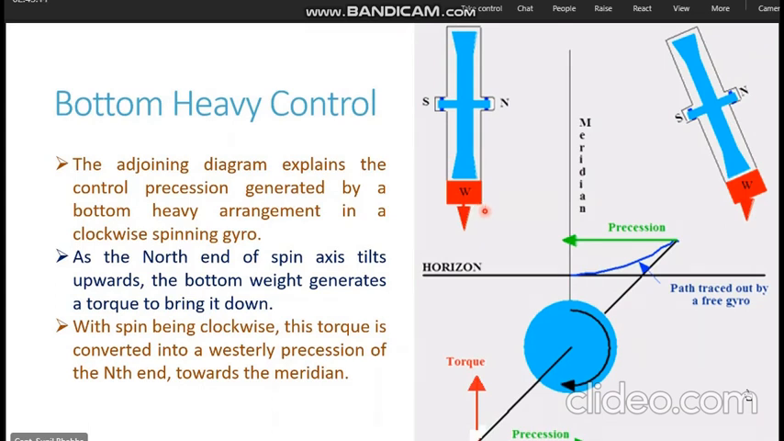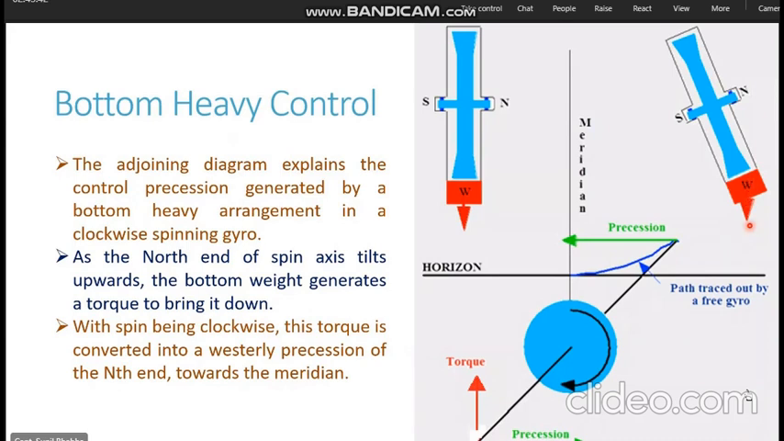Now we know after some time the gyrostar is going to move eastwards and have a positive, upward altitude. So the north end of the spin axis is also going to have an upward tilt. Now have a look at this particular diagram, the right side diagram on top. You see as the north end of the spin axis tilts upwards, this weight which is fitted at the bottom of the casing tries to make it vertical again.